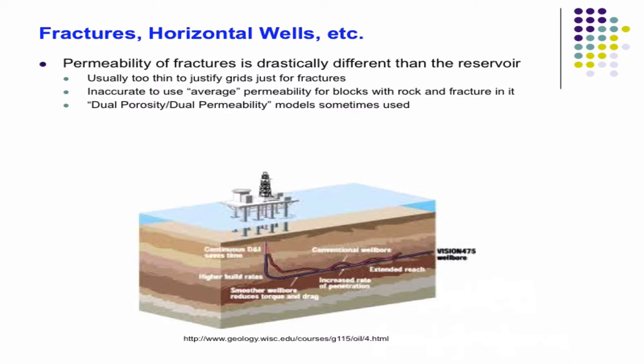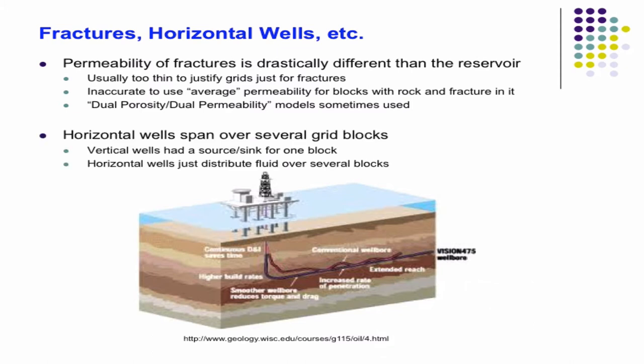So you have to do something else, and the standard technique, not that it's really great, particularly in unconventionals, is the so-called dual porosity, dual permeability models. If you remember, when you open up CMG's Builder, the first thing it asks you is do you want to use dual porosity, dual permeability? So these are quite ubiquitous, and there's a little more about those in a second. And then, like we said, vertical wells are just in one block, horizontal wells you distribute over many blocks, and you've seen that, okay?